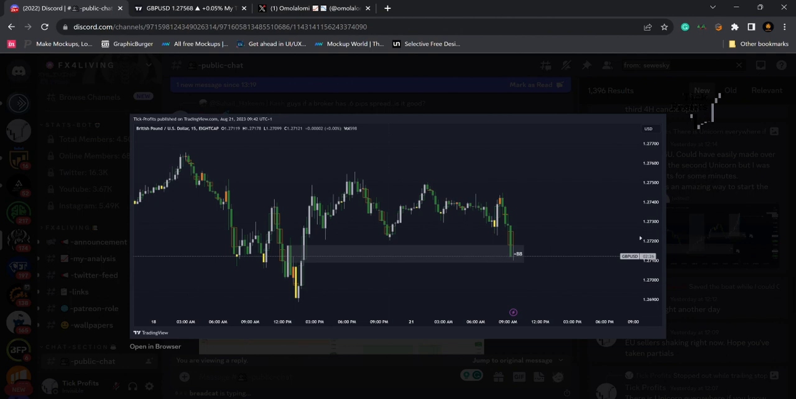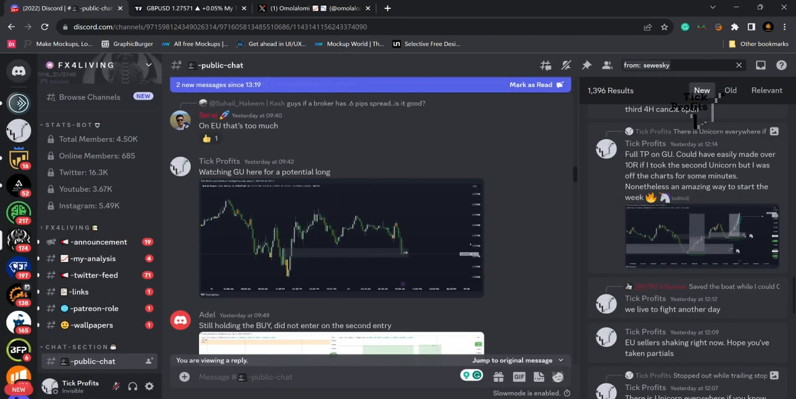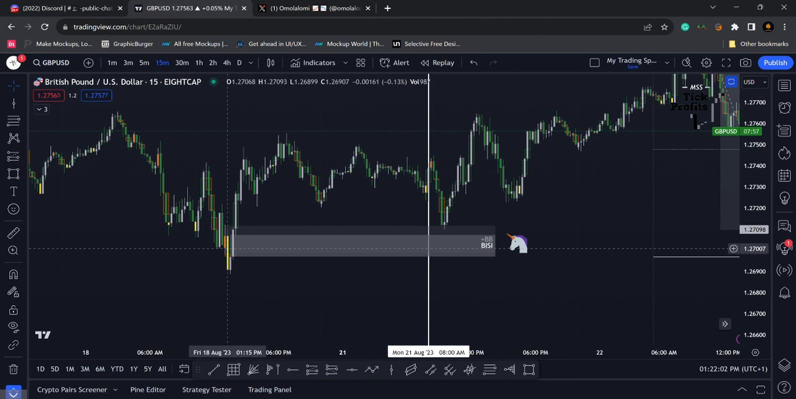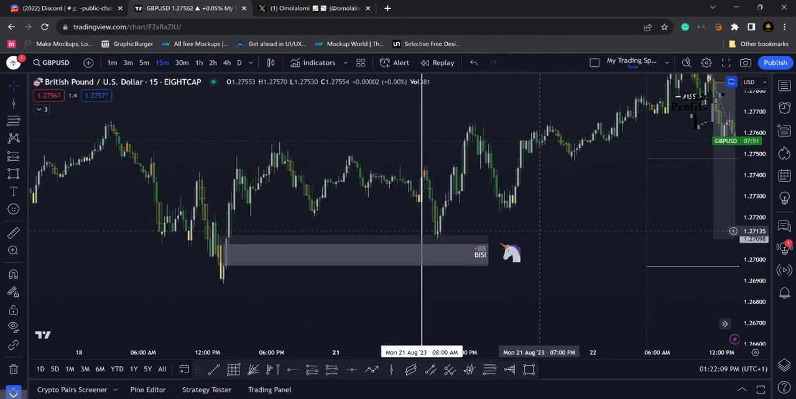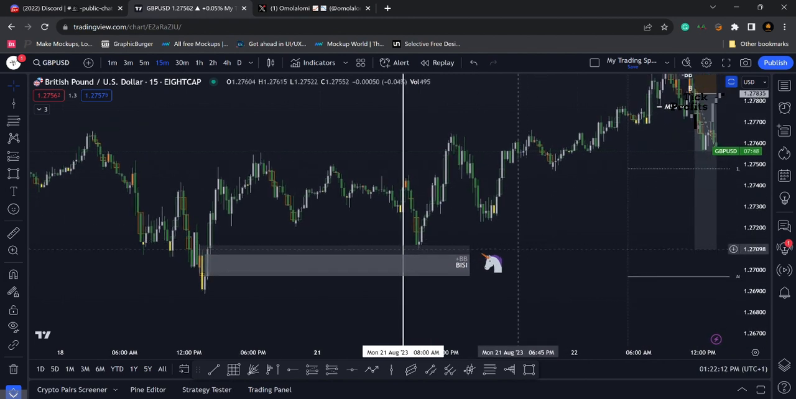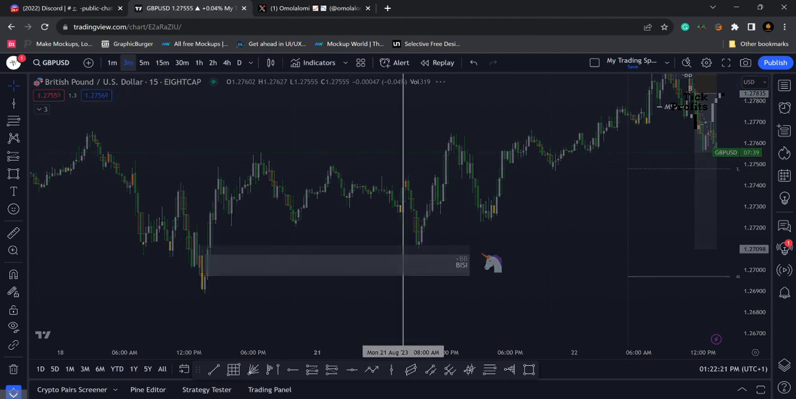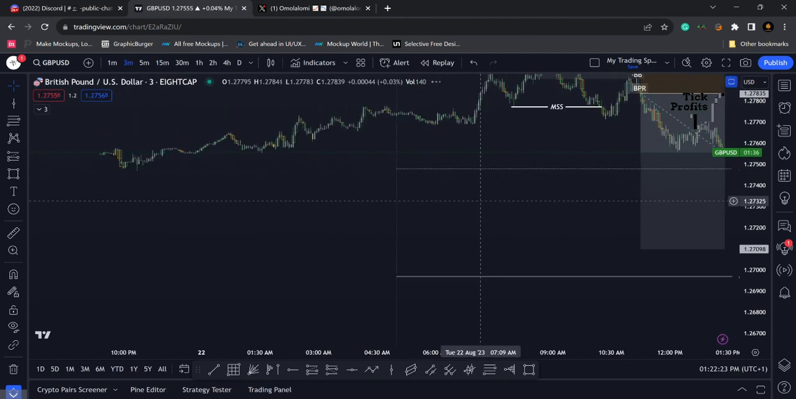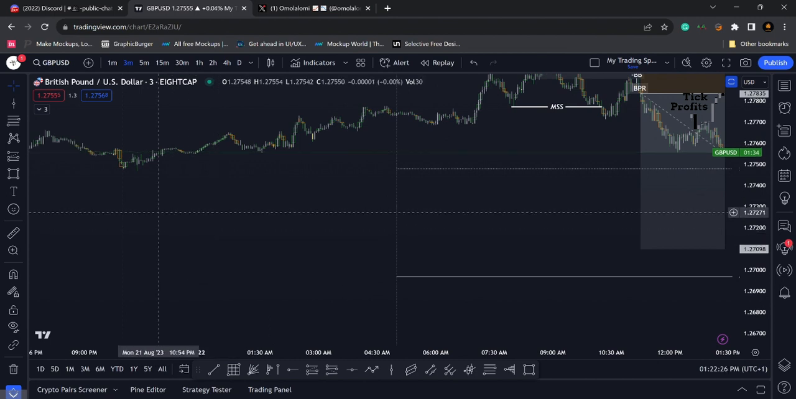So I wasn't rushing, because I knew that price will always come back to rebalance this fair value gap. I knew that price is going to get there. All I just had to do was set my alert. So when price got there, let's go to the lower time frame.